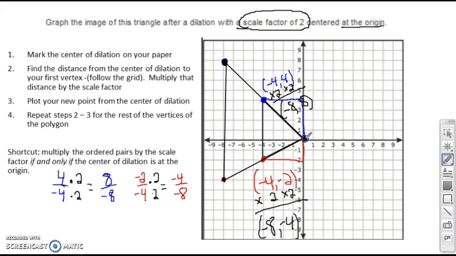And then you would have taken your last one, which was at 0, 0, multiplied it by the scale factor, and you would still end up at 0, 0. So the shortcut, if the center of dilation is at the origin, is you can just take your ordered pairs and multiply them by the scale factor.